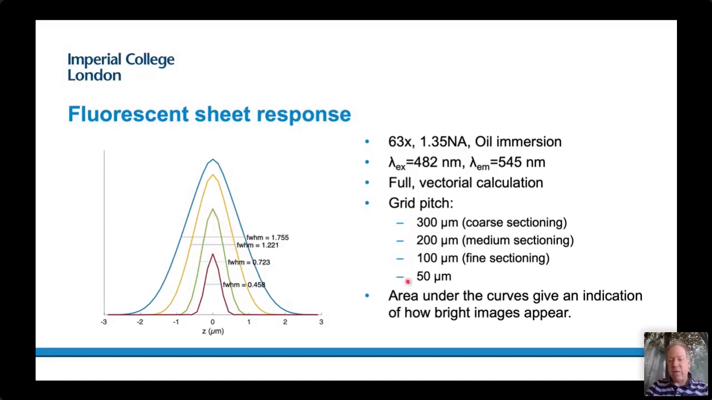Interestingly, you can take this down further. So I put in the curve for 50 microns, and here we go down to about 460 nanometers full width half maximum. But it's the area under the curve which gives you an idea of how bright your images appear. And in fact, in users' hands, they prefer to see brighter images. Even if you were to look at an Apotome or OptiGrid system, they too will use quite coarse grid pitches in order to get more signal through the system.